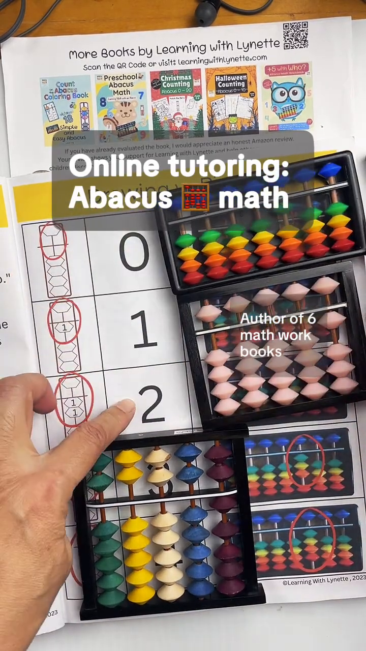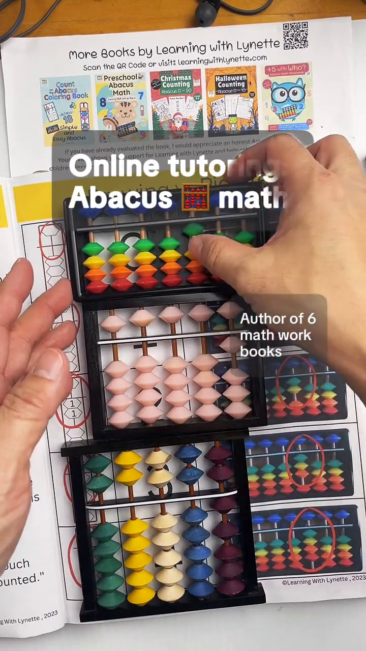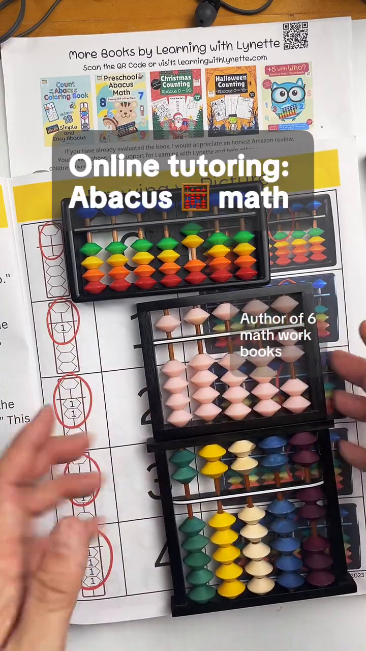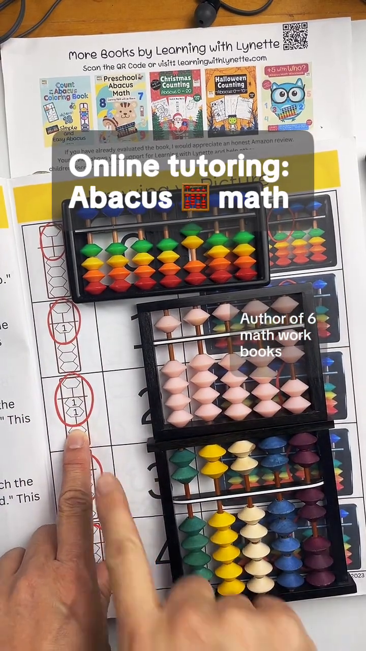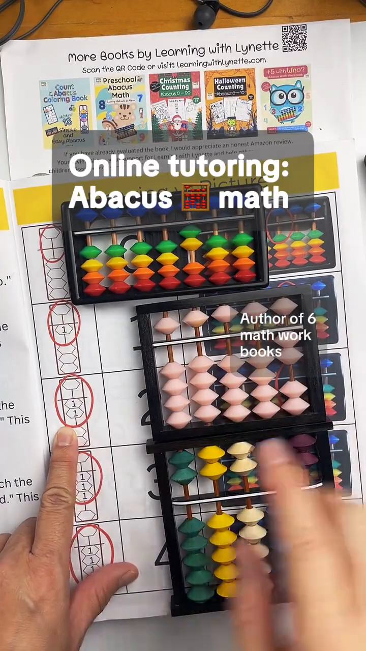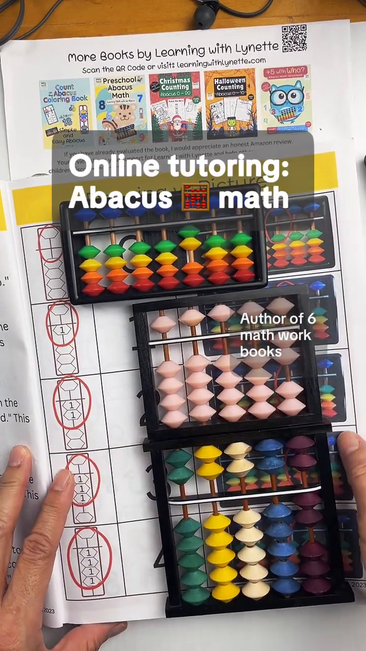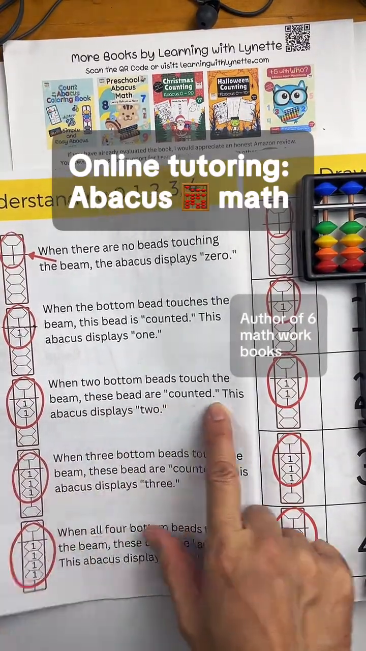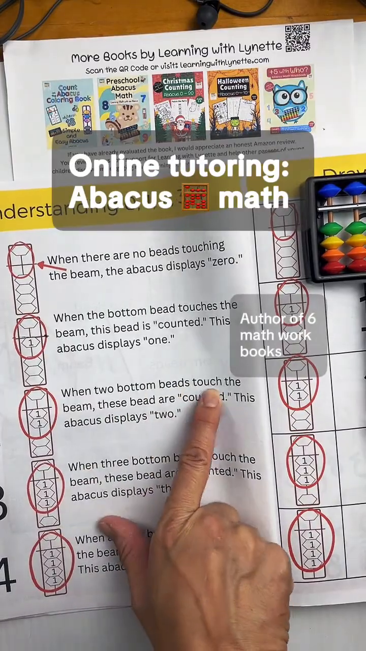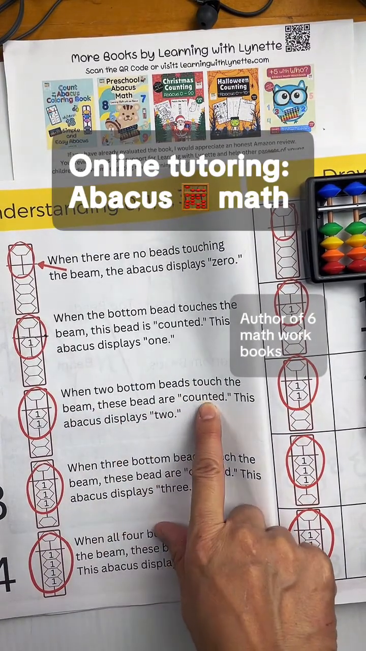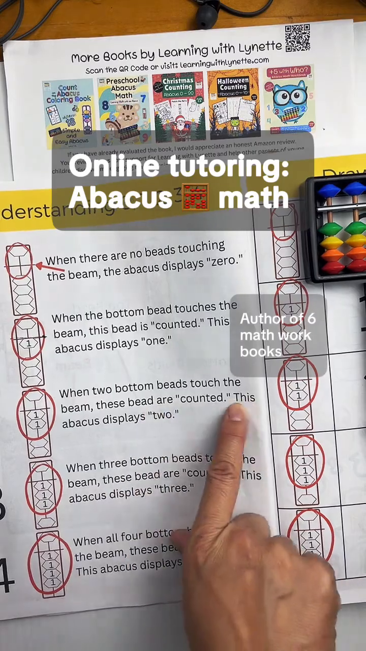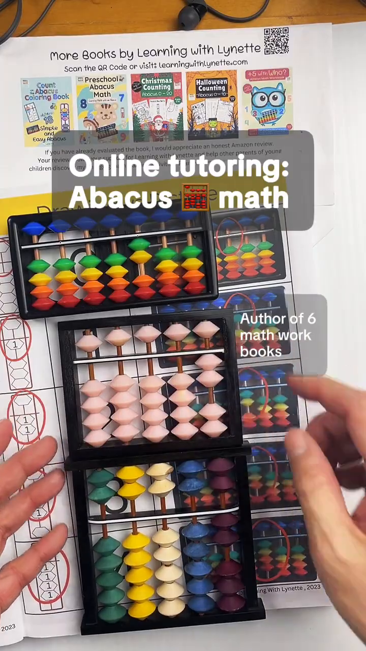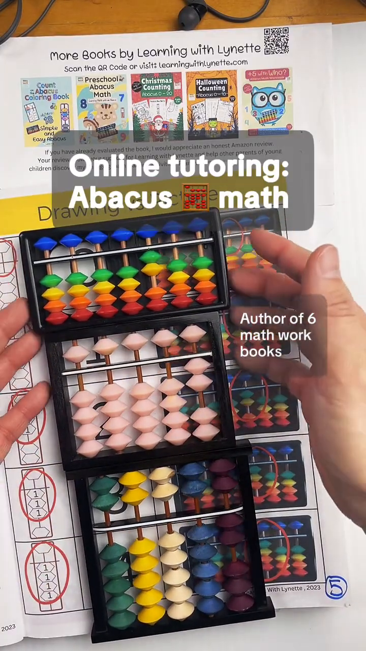Now, when we say 2, right? We have 2, 2, 2, and then 2. What I did here was make a picture of it. So when we go into the rest of the worksheets, we can see what it looks like. And here I have an explanation of what it is. It's 1 bead on top or 2 beads on the bottom. This one says 2 beads touching the beam. These beads are counted. Ooh, I need to change that. This is what we call the abacus displaying 2. So this is 2, and this is 2.